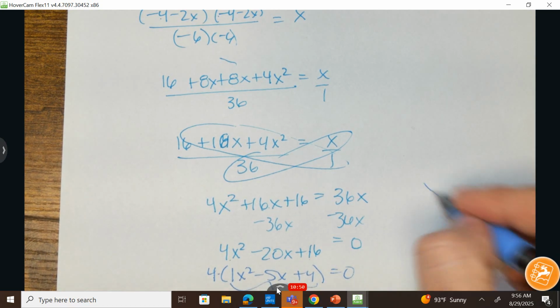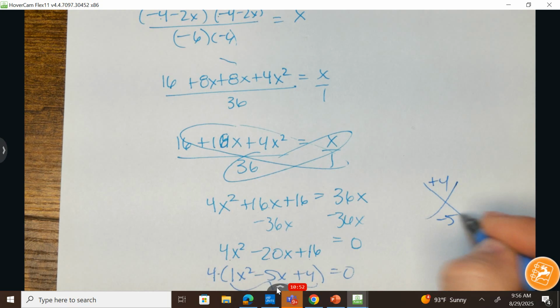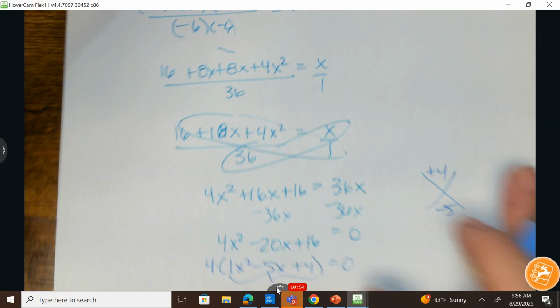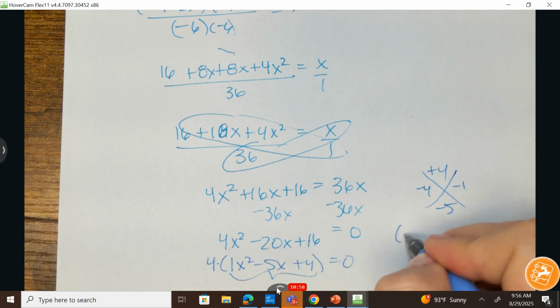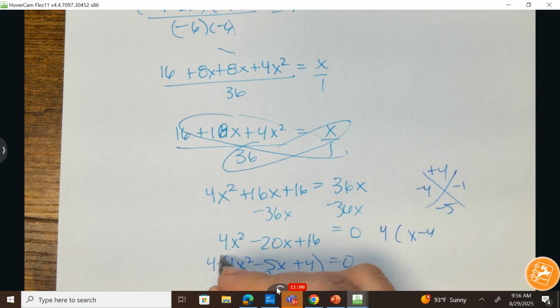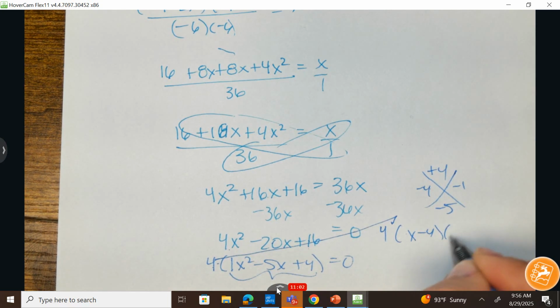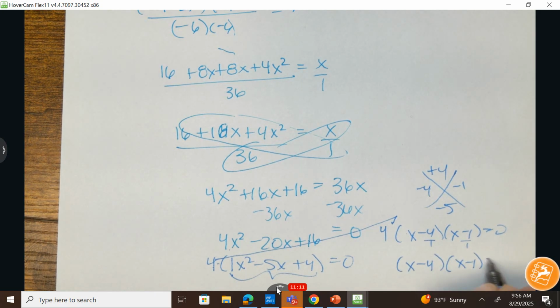So 1 times 4 is 4. What two values multiplied to equal 4 combined to give us a negative 5? Negative 4, negative 1. So x minus 4 and x minus 1 equals 0. The leading coefficient is 1, so I can put 1 on the bottom. It doesn't reduce it. If there's anything other than 1, we'd have to. We don't have to worry. The 4 out front doesn't have a variable, so there's nothing here.